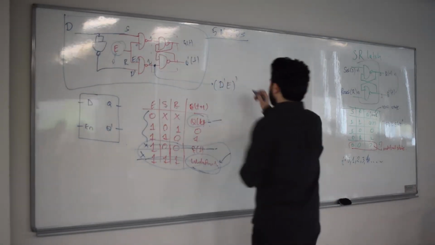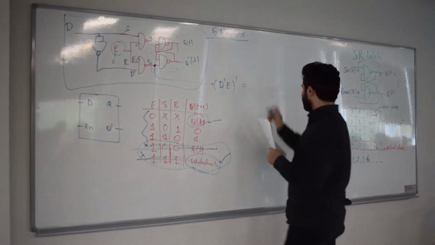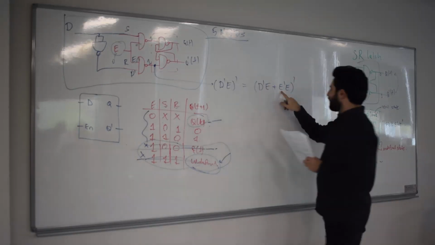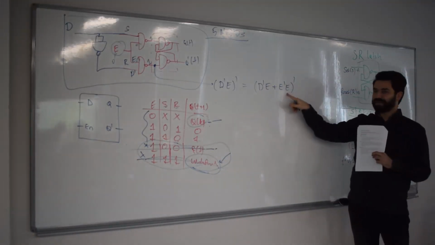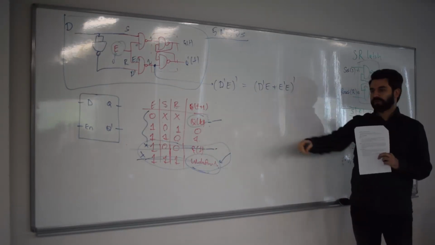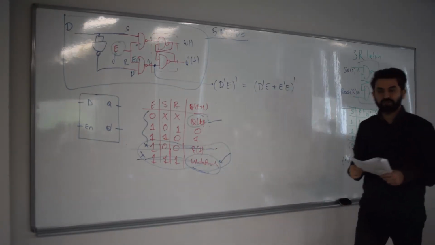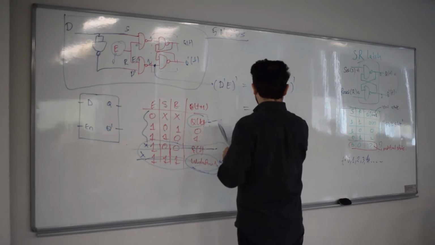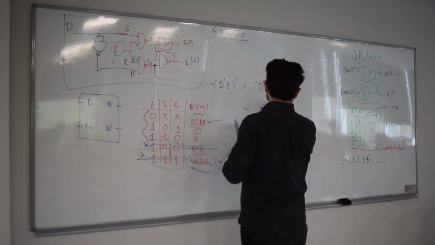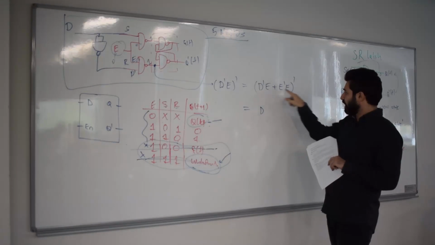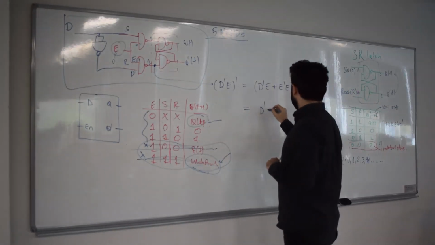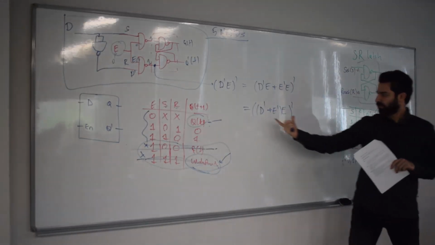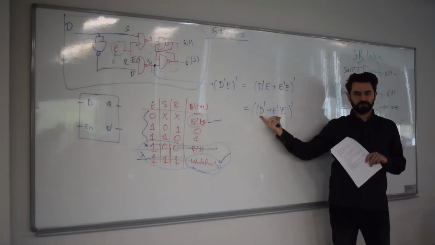Now, I want to write this as something like (D prime E plus E prime E) prime, because I can add E prime E, which is a 0, so it doesn't change the original Boolean expression. From here I can write D prime E plus E prime E as (D prime plus E prime) E, using the distribution law, and of course we carry the prime. It's just the reverse version of the distribution law, right?